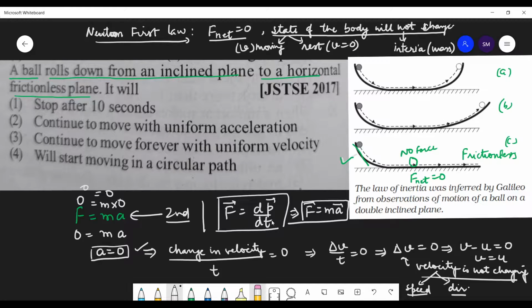Newton's second law also says that if net force is zero, then acceleration is zero, and if acceleration is zero, it means the velocity is constant. So here, body moving with uniform acceleration is not correct, because acceleration is zero.